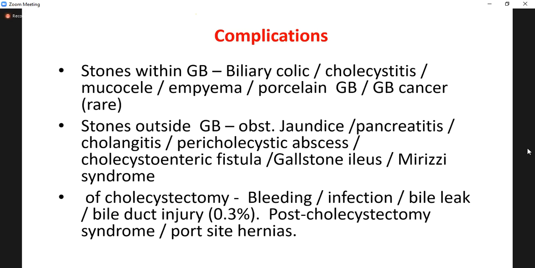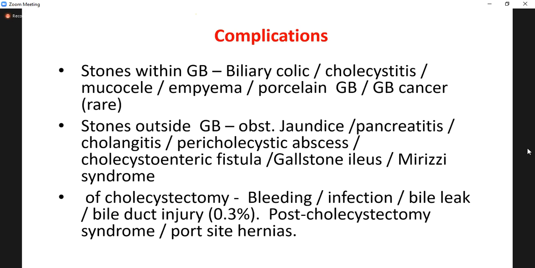So what are the complications of cholecystectomy? That's also important to know. Whether it is laparoscopic or open, you can get bleeding, infection, bile leak, bile duct injury. If you are not very familiar with the abnormal anatomy of the biliary tree, that is why you learn anatomy in the first and second years. And if you damage any biliary duct, you can get bile leak.